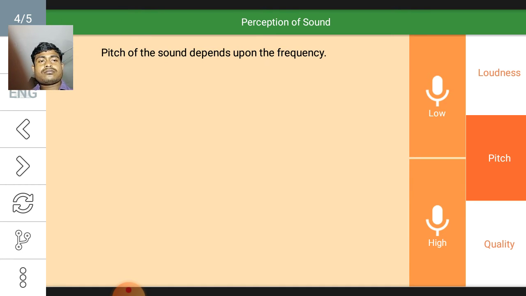Tap on the high and low pitch buttons to hear the difference in the sound.